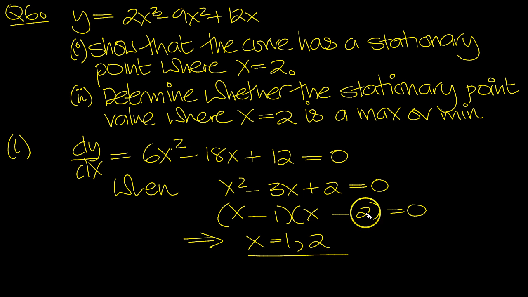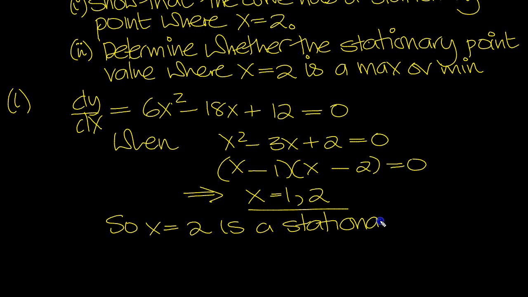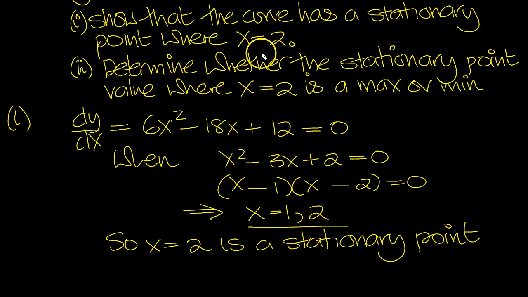Okay, so it has a stationary point. So x equals 2 then is a stationary point. And really what we could have done there is made life a bit easier, because we could have just plugged in 2 into dy dx, couldn't we, and shown it was 0. So that's what we could have done, and would have been slightly easier in hindsight, wouldn't it?